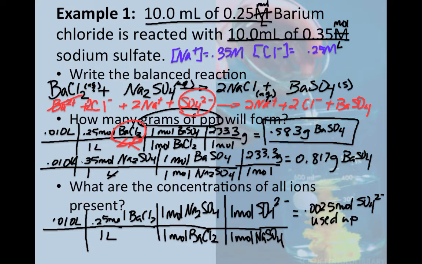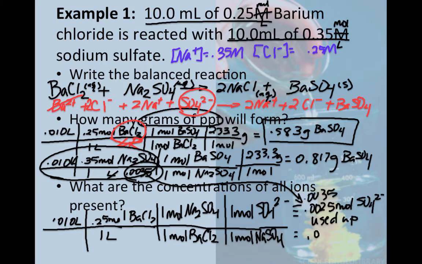How many moles did we have? Let's do volume times molarity right here. So 0.01 times 0.35 is 0.0035. That is what we had. And we used 0.0025. What's left? 0.0035 minus this is 0.0010 moles of sulfate ions remain.